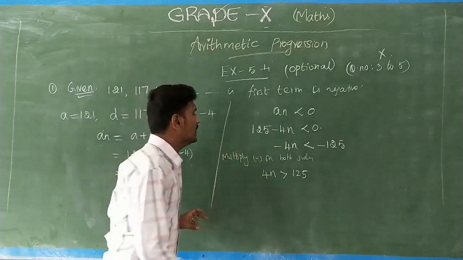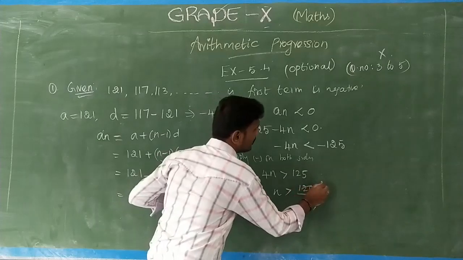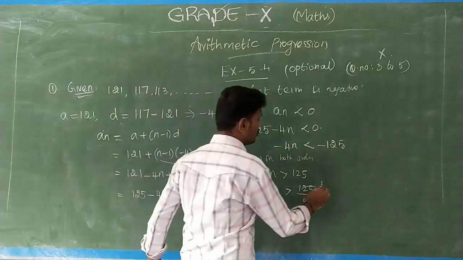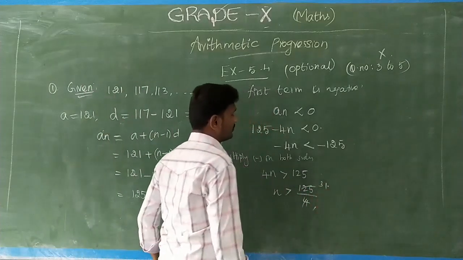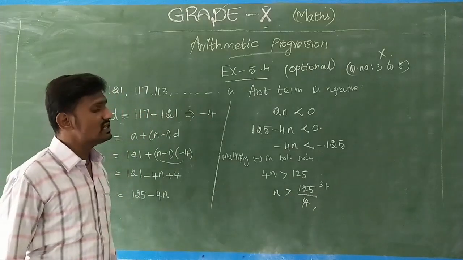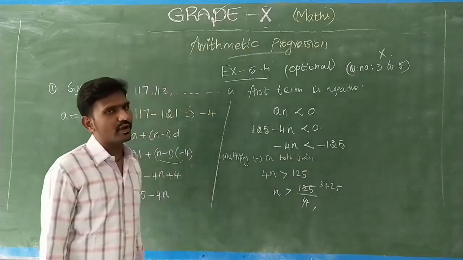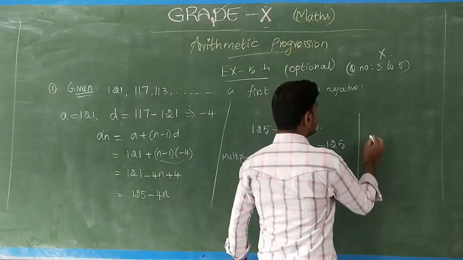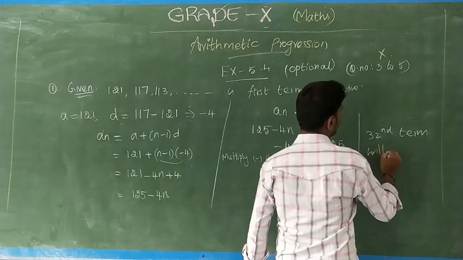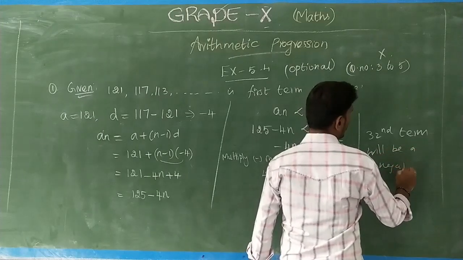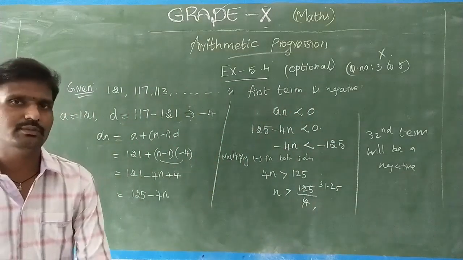Now we have only n. n is greater than 125 by 4. 4 threes are 12, remainder 1, then 0 makes 10, 4 twos are 8, and 5, so 31.25. So the 32nd term will be negative. Have you got it, children? The 32nd term is the first negative term of the sequence.